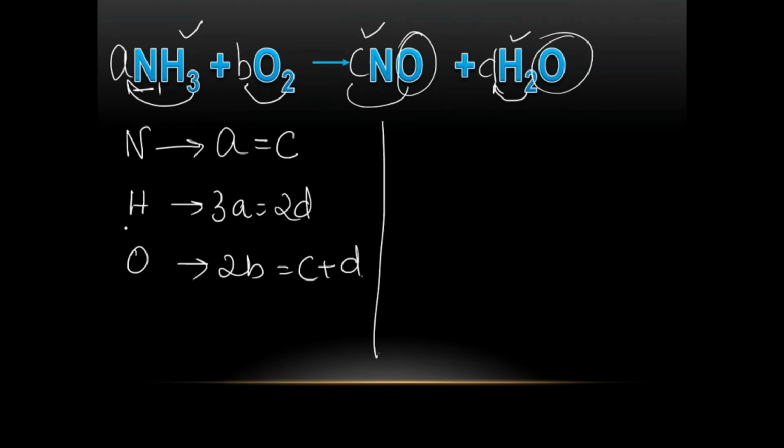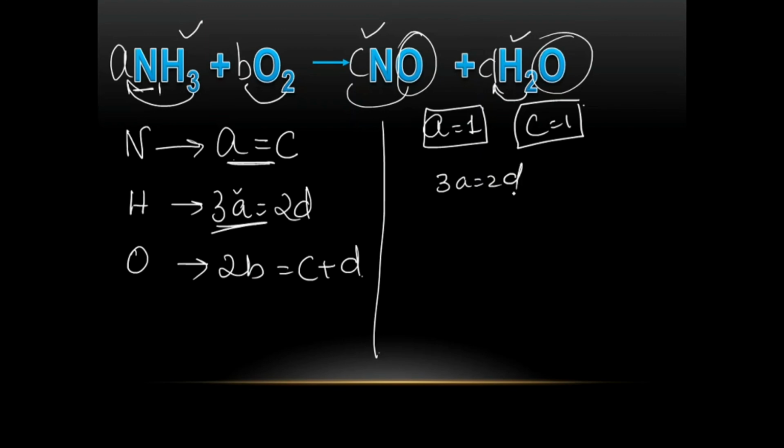Fine children, now you got it. Here we have A equal to C. Let us assume A as 1, then C equal to 1. A we know, 1 should be a known thing. So we have 3A equal to 2D, so 3 into 1 equals 2D. 3 divided by 2 equals D. So D we got as 3 by 2.